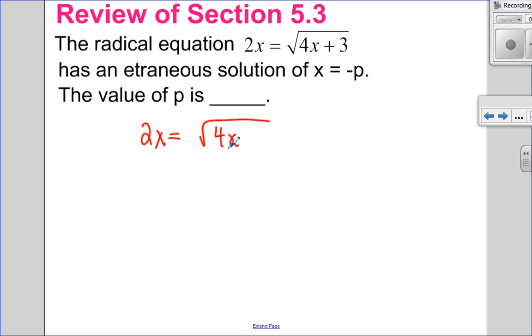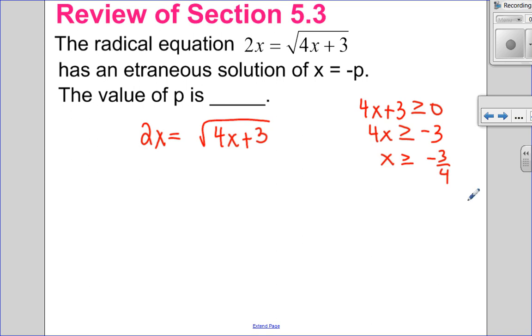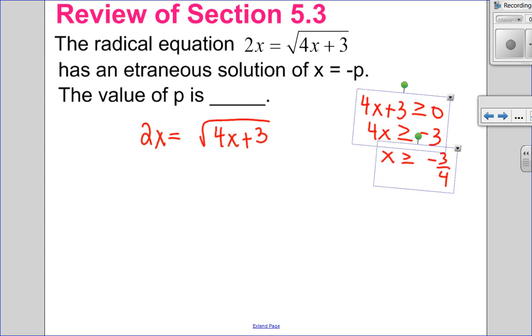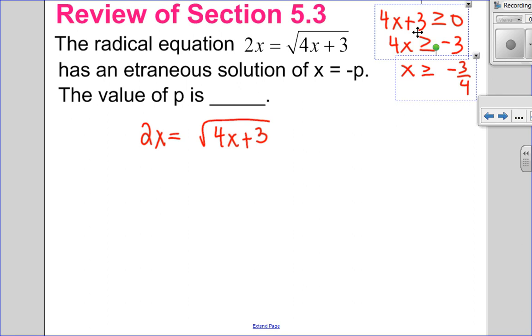So remember, we have double trouble here because we have variables on both sides. The first restriction is that 4x plus 3 has to be greater than or equal to 0. Let's solve that. So subtract 3 from both sides, divide both sides by 4. So my first restriction is that x is greater than or equal to 3/4.